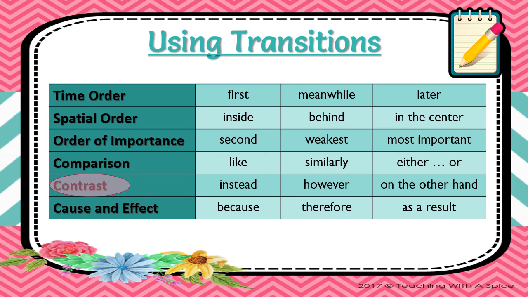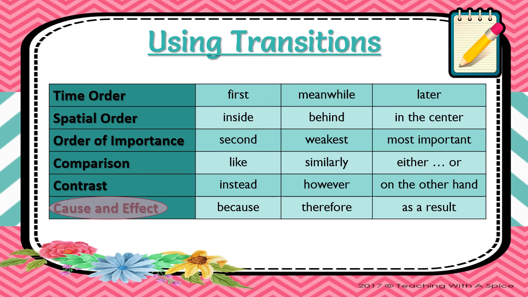Now we have contrast. Contrast shows a difference. Comparison is often showing a similarity, so how things are alike, but you can show contrast with comparison as well. But contrast is purely showing the differences. So you can use words like instead, she did this instead of that. You can use words like however, or on the other hand, so showing two different opinions. That's contrast.